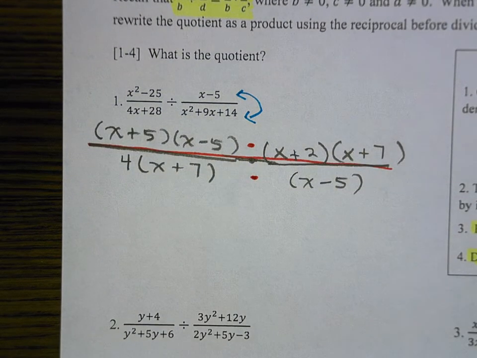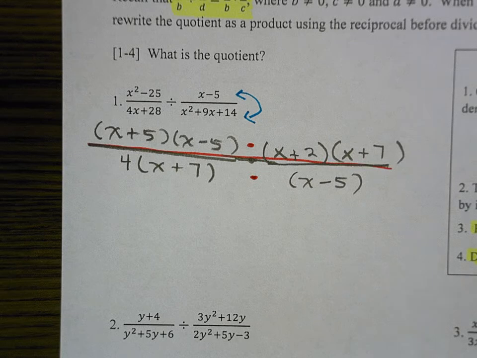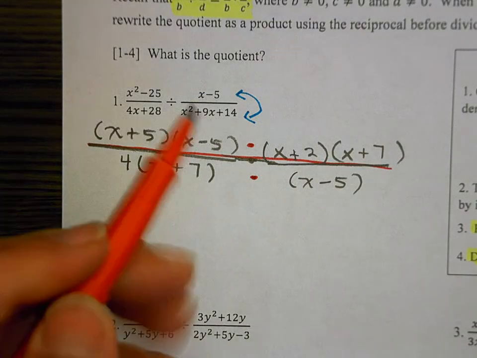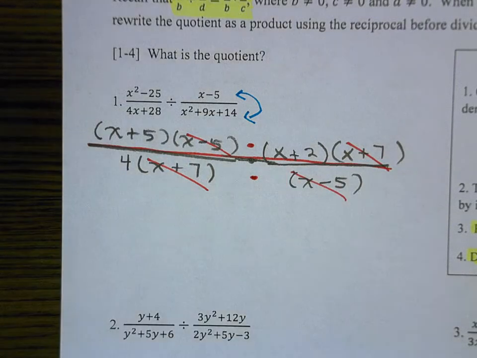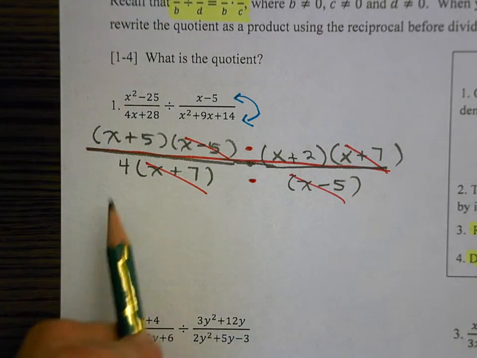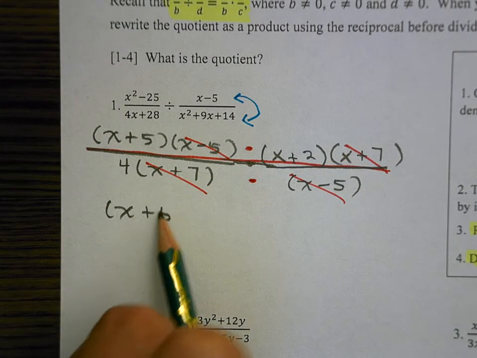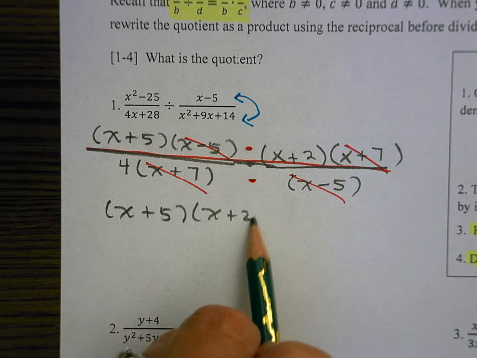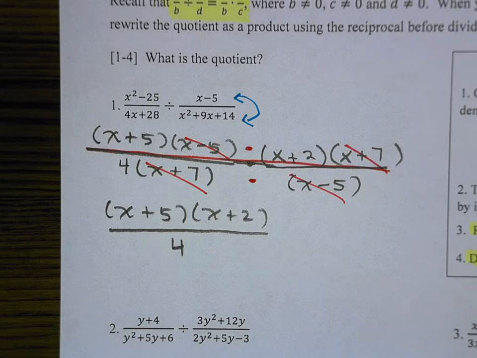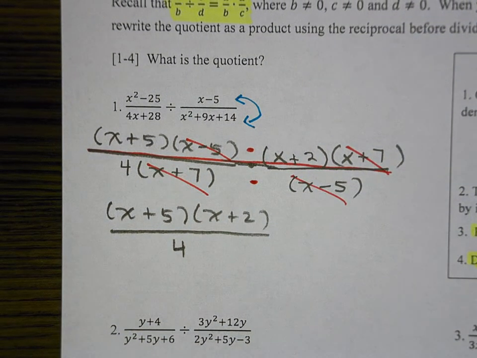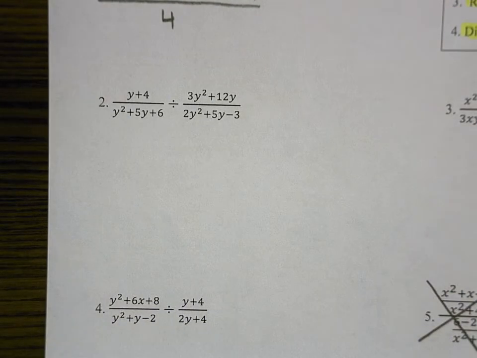Okay, so now I look for common factors to reduce. So I have the x plus 7, and then I have the x minus 5, and that looks like it. So my answer: the only thing left in the numerator is x plus 5 and x plus 2. And the only thing left in the denominator is that 4. And that would be my answer, okay? So this would be a great time to press pause and try those last 3 problems on your own and see how you fare on that, okay?